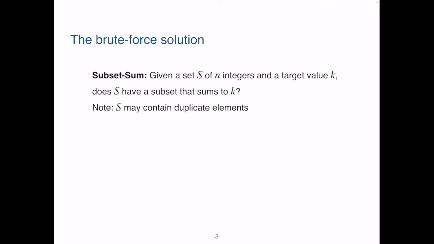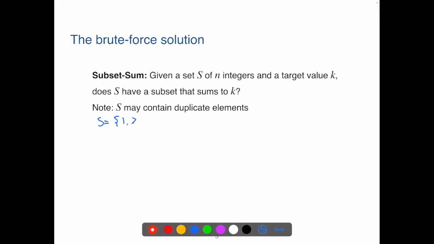We can enumerate all possible subsets of this set S. So how many subsets are there? For instance, if we have S with 1, 2, 3 elements, then its subsets would be {1}, {2}, {3}, {1, 2}, {1, 3}, {2, 3}, or {1, 2, 3}.